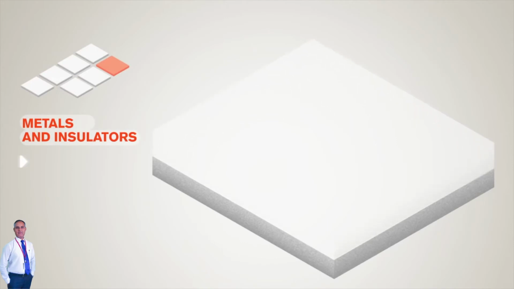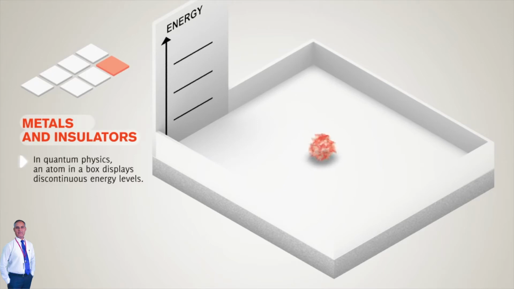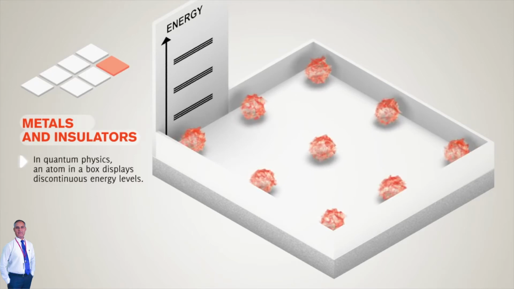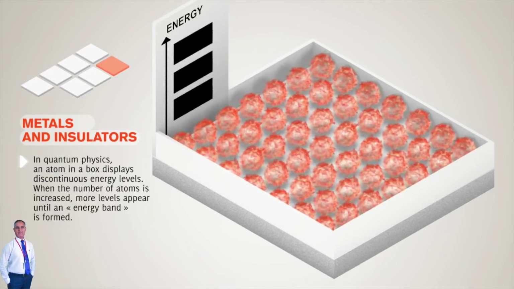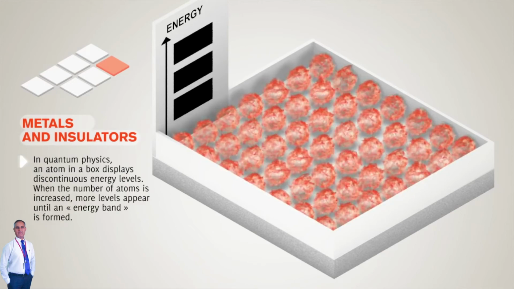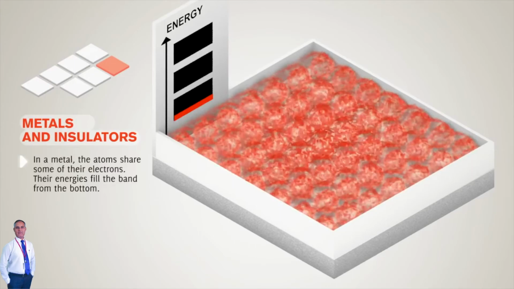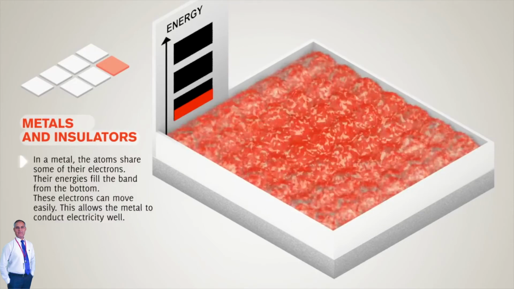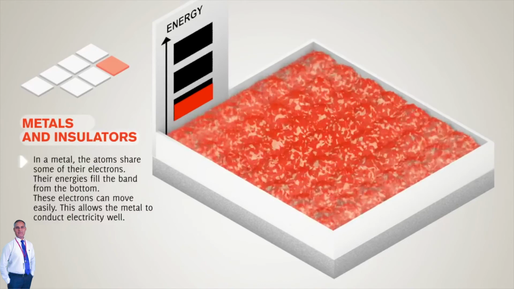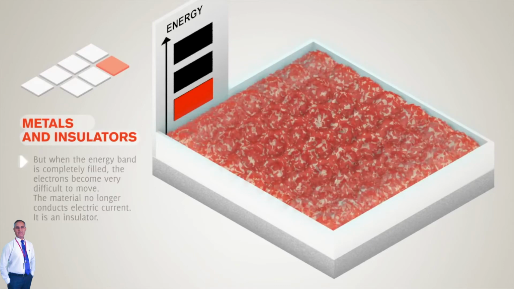Band formation and how electrons fill them in a metal and an insulator is demonstrated in this animation. In quantum physics, an atom in a box displays discontinuous energy levels. When the number of atoms is increased, more levels appear until an energy band is formed. In a metal, atoms share some of their electrons. Their energies fill the band from the bottom. These electrons move easily. This allows the metal to conduct electricity well. But when the energy band is completely filled, the electrons become very difficult to move. The material no longer conducts electric current. It is an insulator.